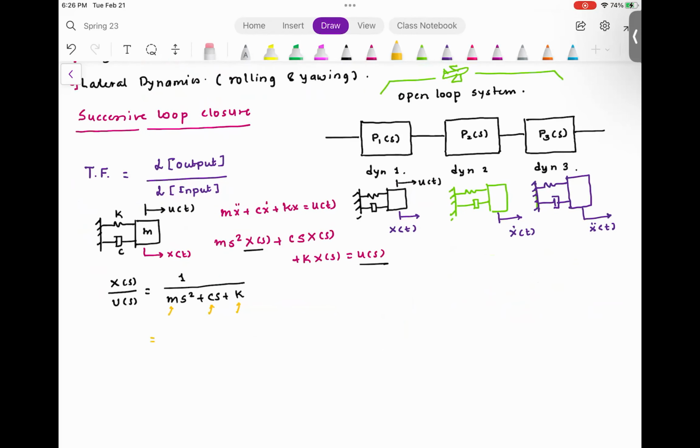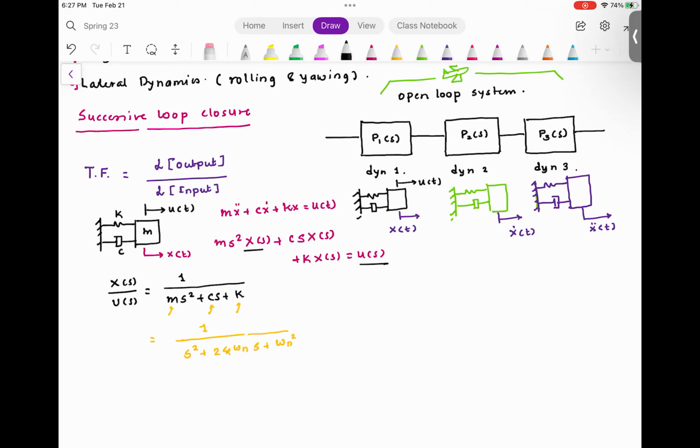Sometimes you will see this equation written in something called the canonical form. Canonical means representative. The canonical form would be something like 1 over s square plus 2 zeta omega n s plus omega n square. Canonical form means this is the standard form where a second order transfer function is represented. That is how that is discussed. So again, quick recap. My output is the displacement.